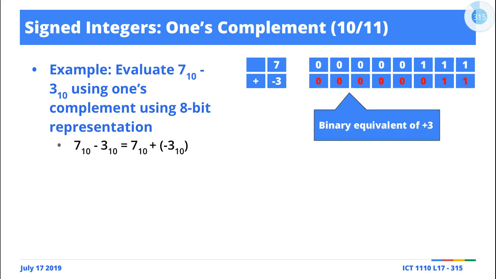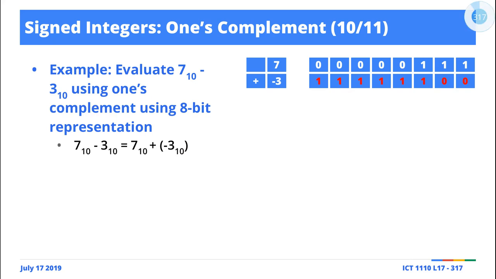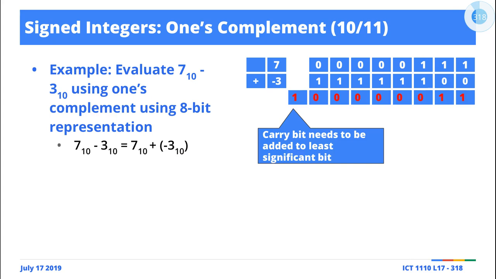What is negative 3 in binary? If we're using 1's complement, we first derive the positive equivalent of negative 3, which is just 3. This is 3. The next step is we flip the bits to get 1's complement, right? Which will give us our negative 3 now, right? And then we add.